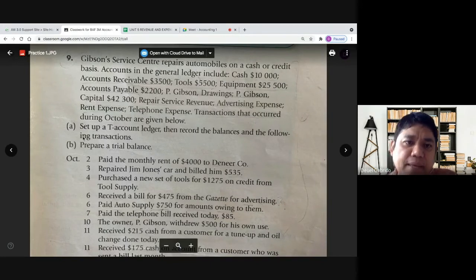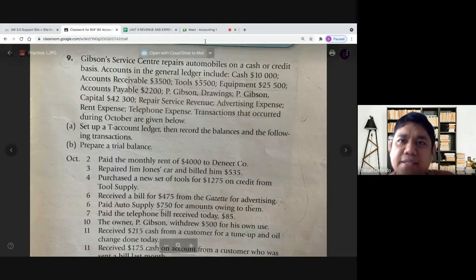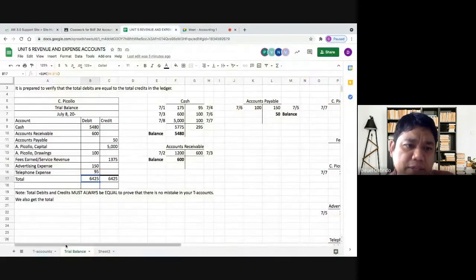Now, letter B. Prepare a trial balance. So let's say you entered all the transactions from October 2 to 11. You now prepare a trial balance. So I showed it to you. This is your trial balance, right? Here, all the debits must be equal to the credits.